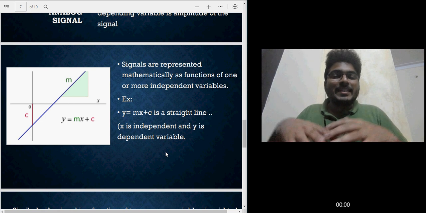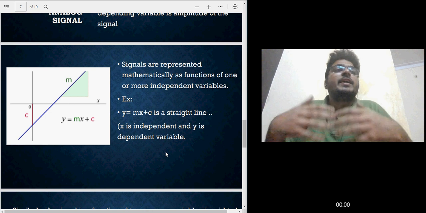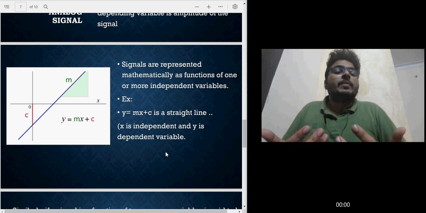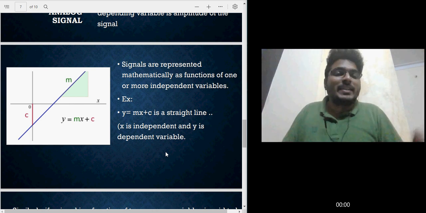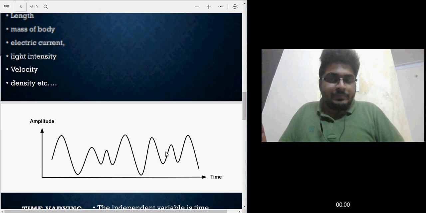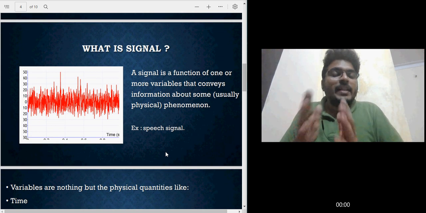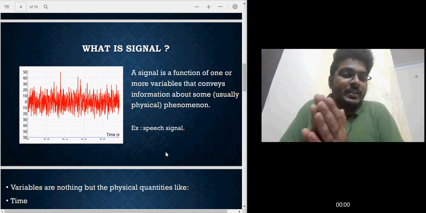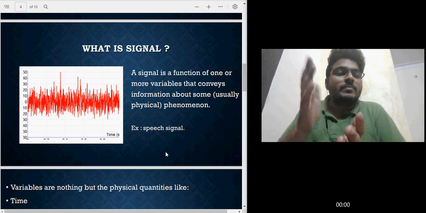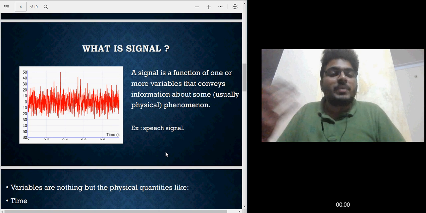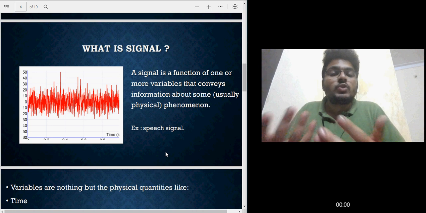So, in a simpler way, any mathematical form that you are able to write and express in terms of a graph, and you are able to explain the process inside the graph, is something called a signal. As simple as that. So this is what I have explained here. Any signal has to be between two variables, right? Time or amplitude, time, pressure, some other physical quantity, temperature, like that. So a signal is a function of one or more variables that conveys information about usually some physical phenomena.